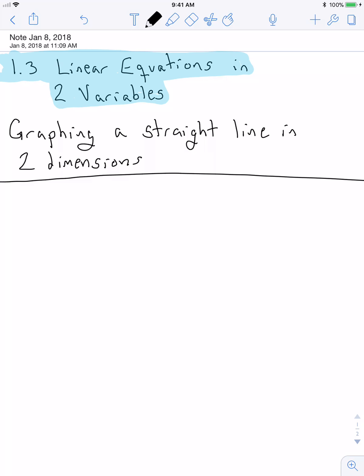Section 1.3, linear equations in two variables. What a linear equation means is that we'll be looking at straight lines, and in particular, techniques to graph straight lines, and how to find equations for them, given a couple points on the graph.